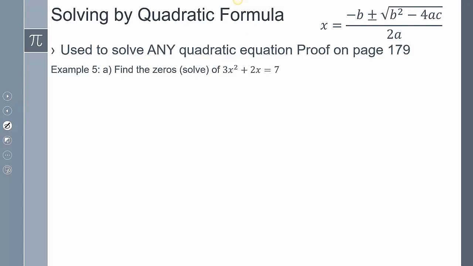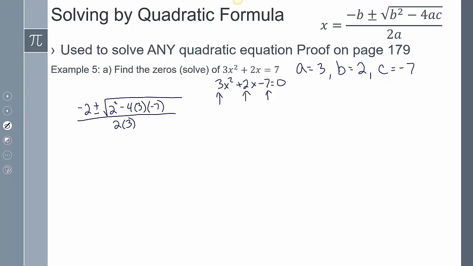Now using the quadratic formula, once again we want to set it equal to 0, and so that's why I subtracted 7 on both sides. Now one thing that we can do is use the quadratic formula to solve this. The way we do this is we have to identify what my a, b, and c are. And so my a is here, my b is here, my c is here. And now that I have those values, you literally just plug them into the quadratic formula. So negative b, which is negative 2, plus or minus the square root of b squared, which was 2 squared, minus 4 times a, which is 3, times c, which is negative 7, over 2 times a. The rest is all simplifying.